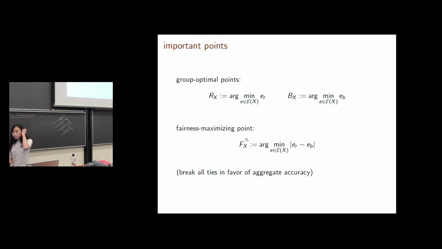OK, so a couple of important points. First, for each group, let's identify the point that minimizes that group's error. So Rx is going to be the feasible point that minimizes ER. Likewise for Bx. And third, we're going to define the fairness maximizing point, Fx, to be the feasible point that minimizes the gap between the two groups' errors. In all cases, if there's ties, we're going to break them in favor of aggregate accuracy.